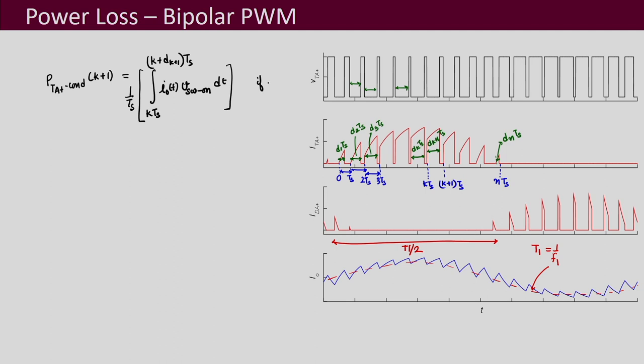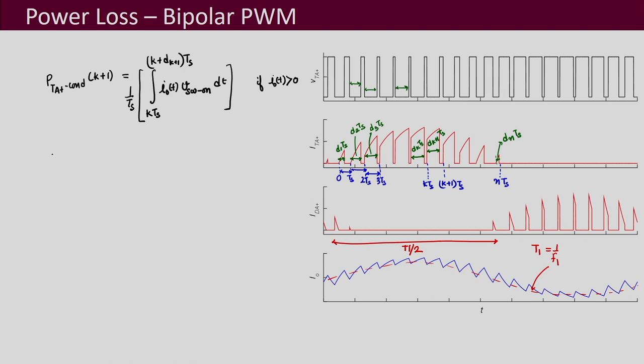And here we are assuming that during this time the output current is positive, because that is only when the transistor TA plus will be conducting. So what we have done here is that for this K plus 1th interval, this IO current is what the transistor will be carrying. So that's why for this interval from KTS to DK plus 1 TS we multiply the on-state voltage drop with the current to obtain the conduction loss, and then we integrate and divide it by the switching time interval.